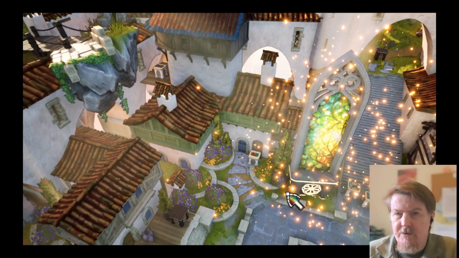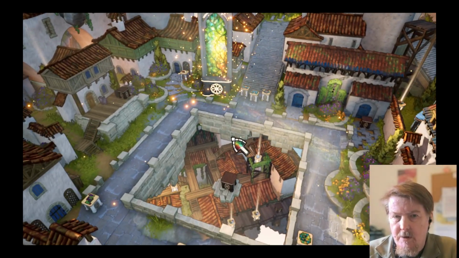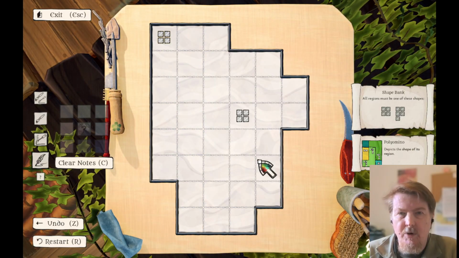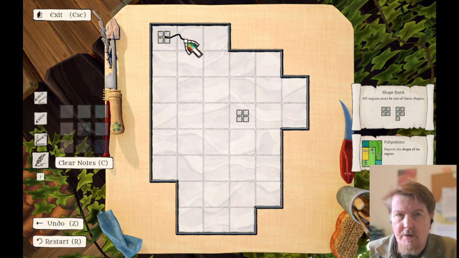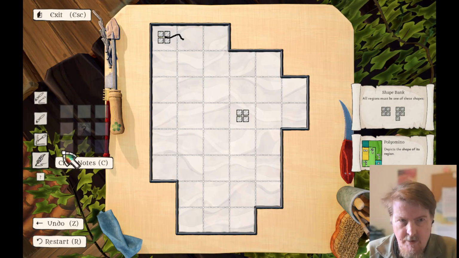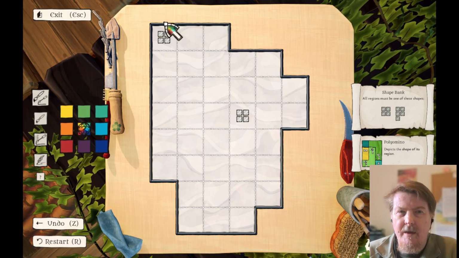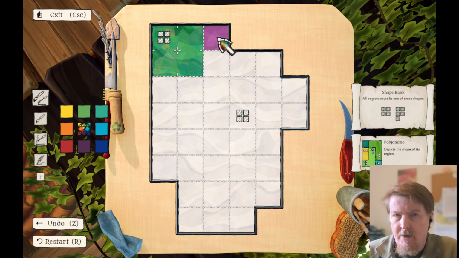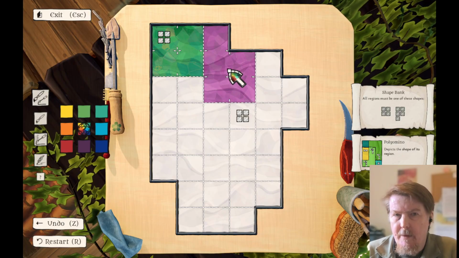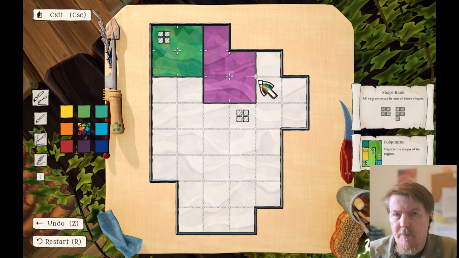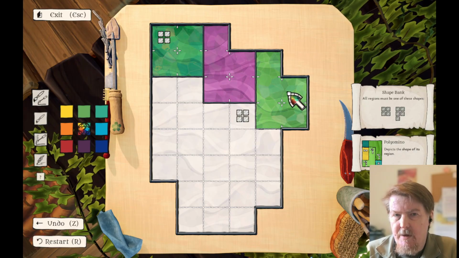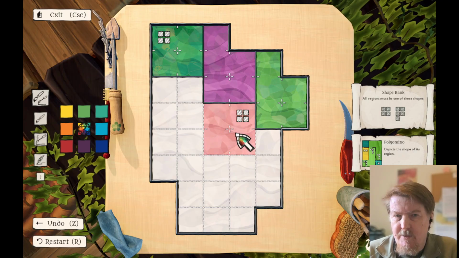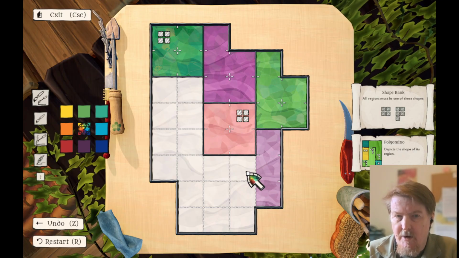Okay, let's keep on going a little bit on polyominoes. Oops. All regions have to be squares or P's. That one's going to have to be P. That one's going to have to be a P. That one has to be a pink square.